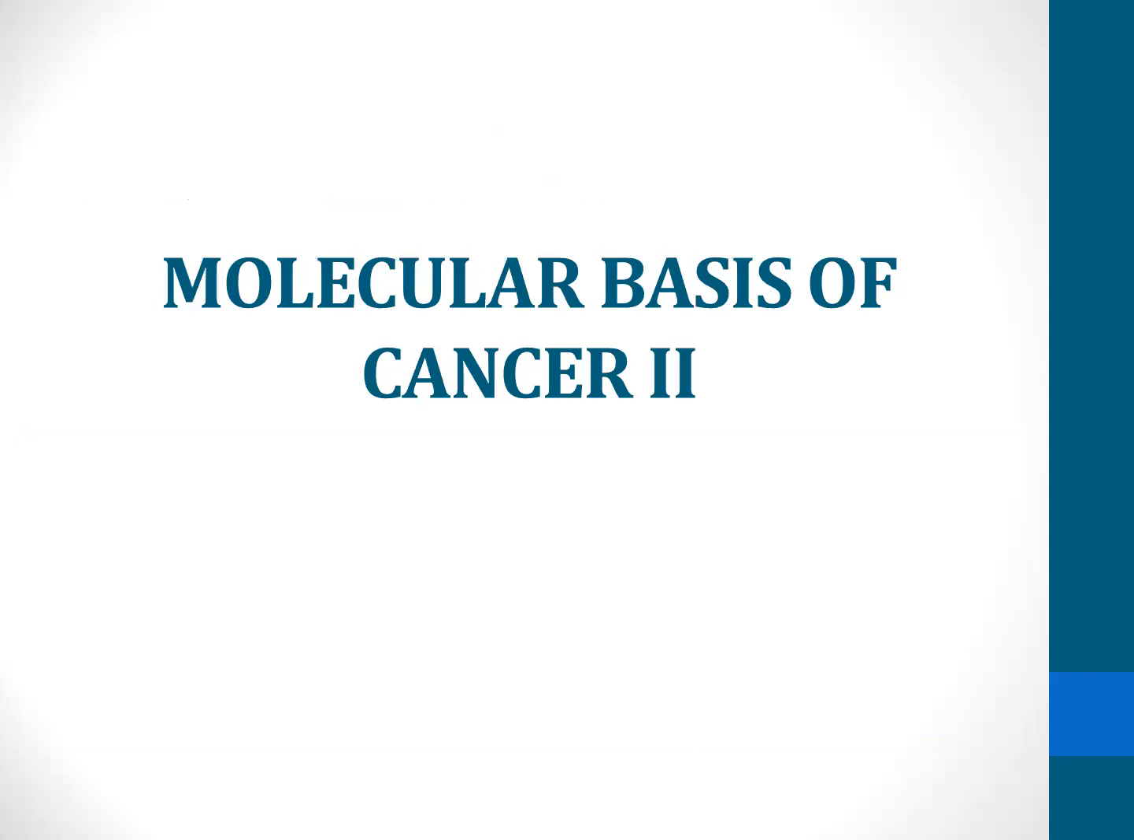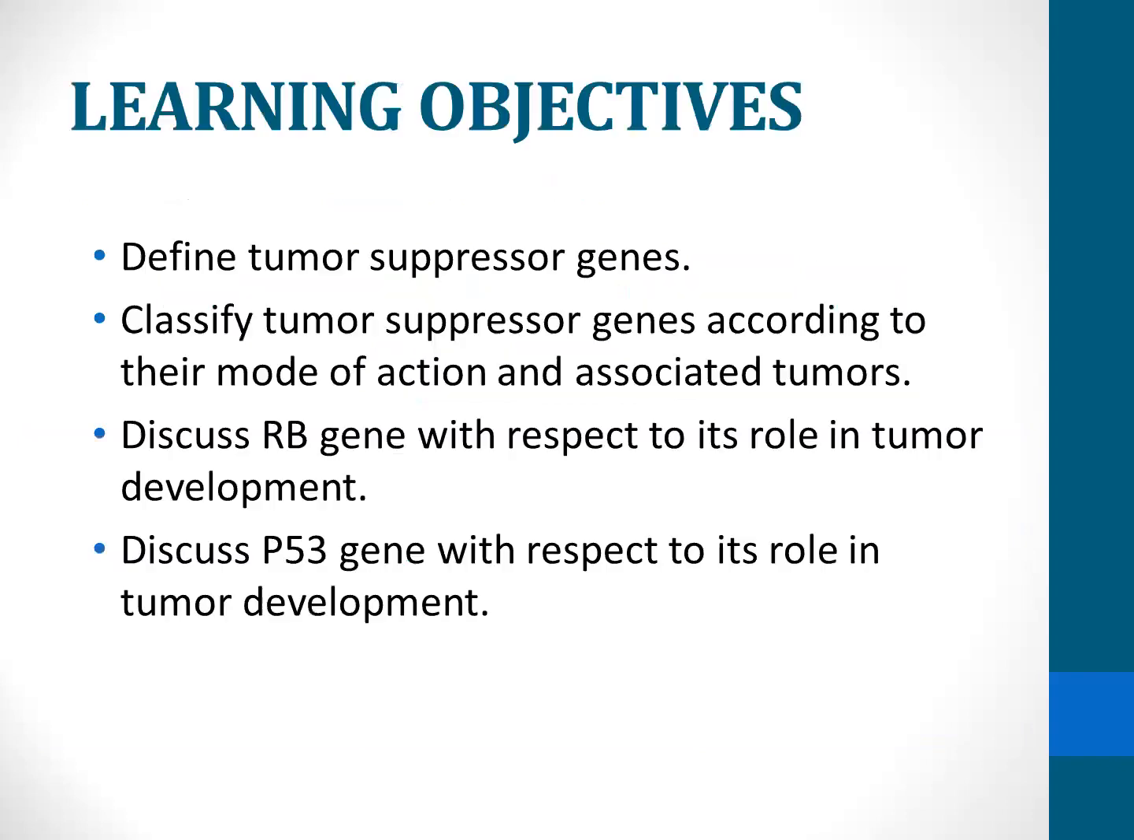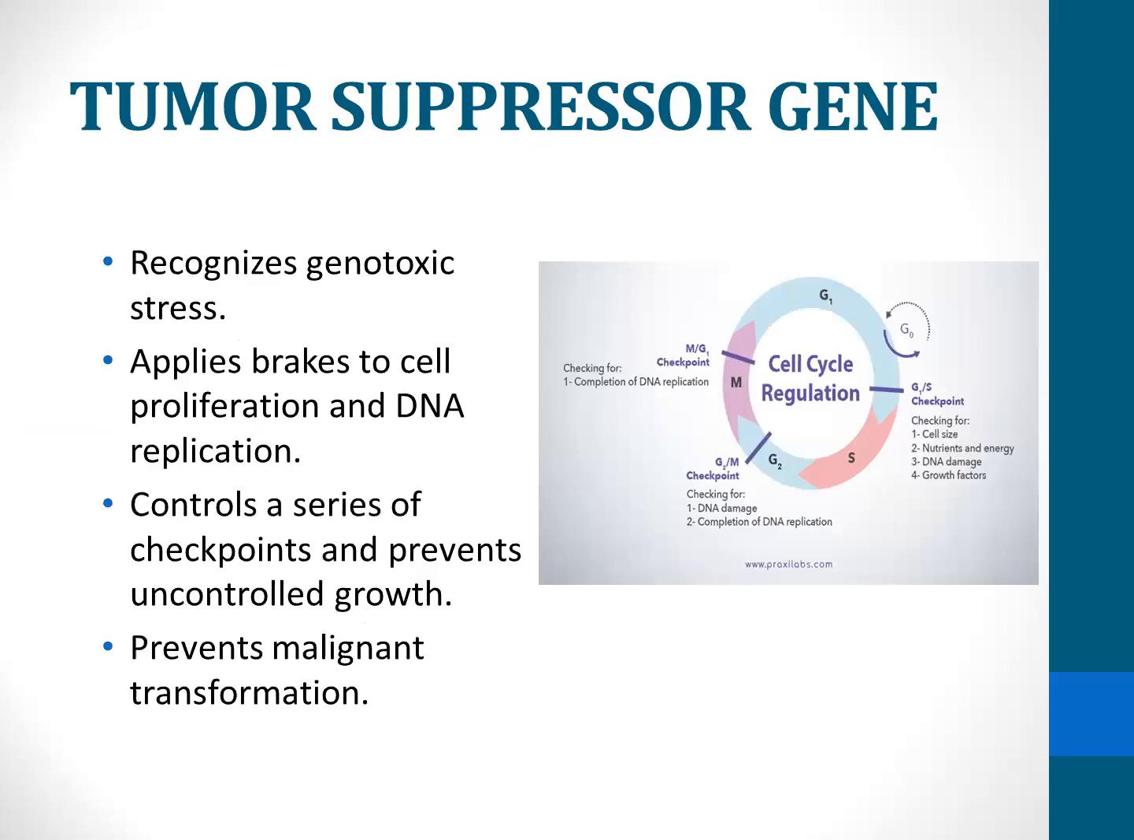Now coming to part 2 of the molecular basis of cancer. These are the learning objectives. We'll be discussing tumor suppressor genes mainly. Tumor suppressor genes are those genes which suppress the formation of tumor. How do they do that? They recognize genotoxic stress. They apply brakes to the cell cycle. They control various checkpoints within the cell cycle, and they prevent malignant transformation.